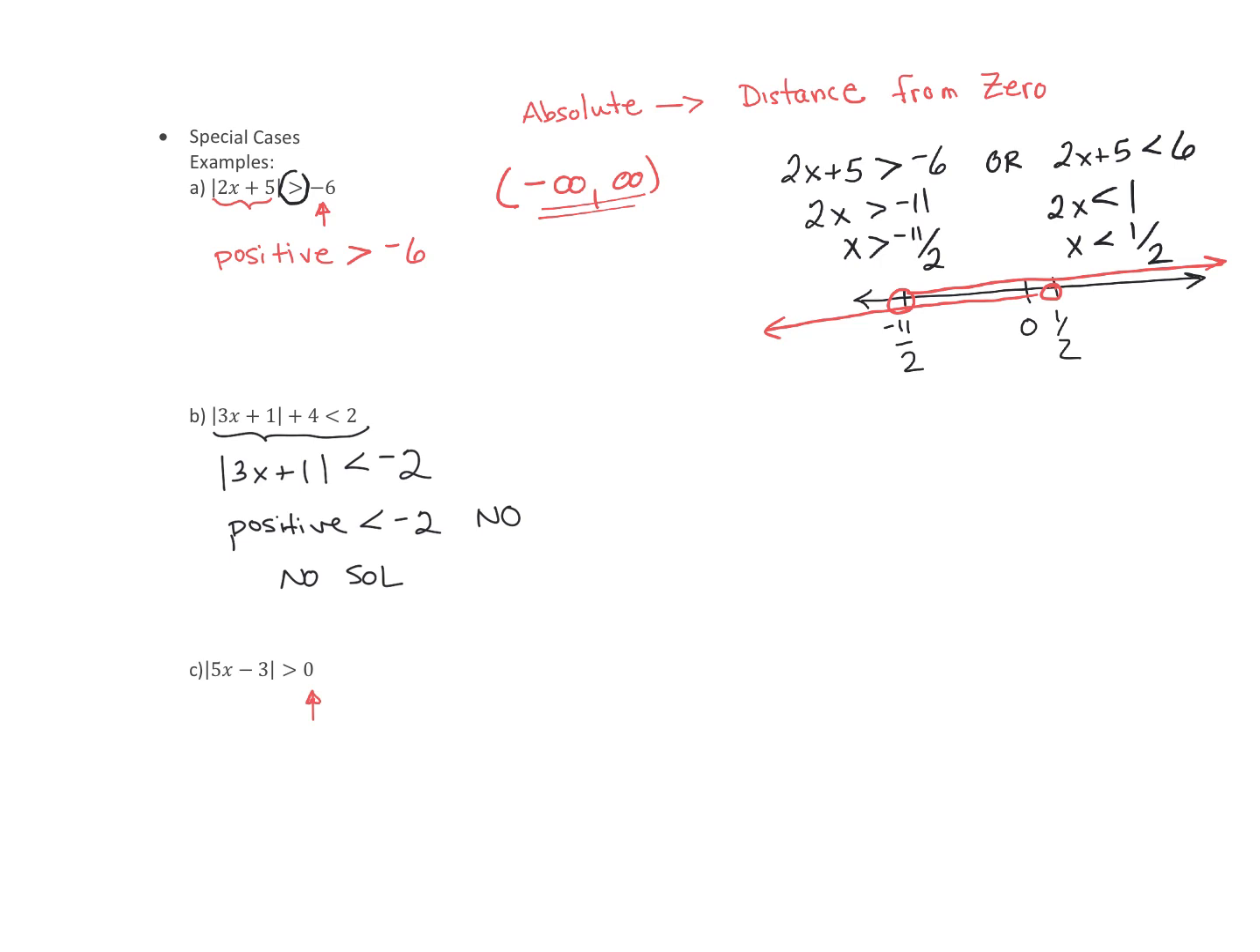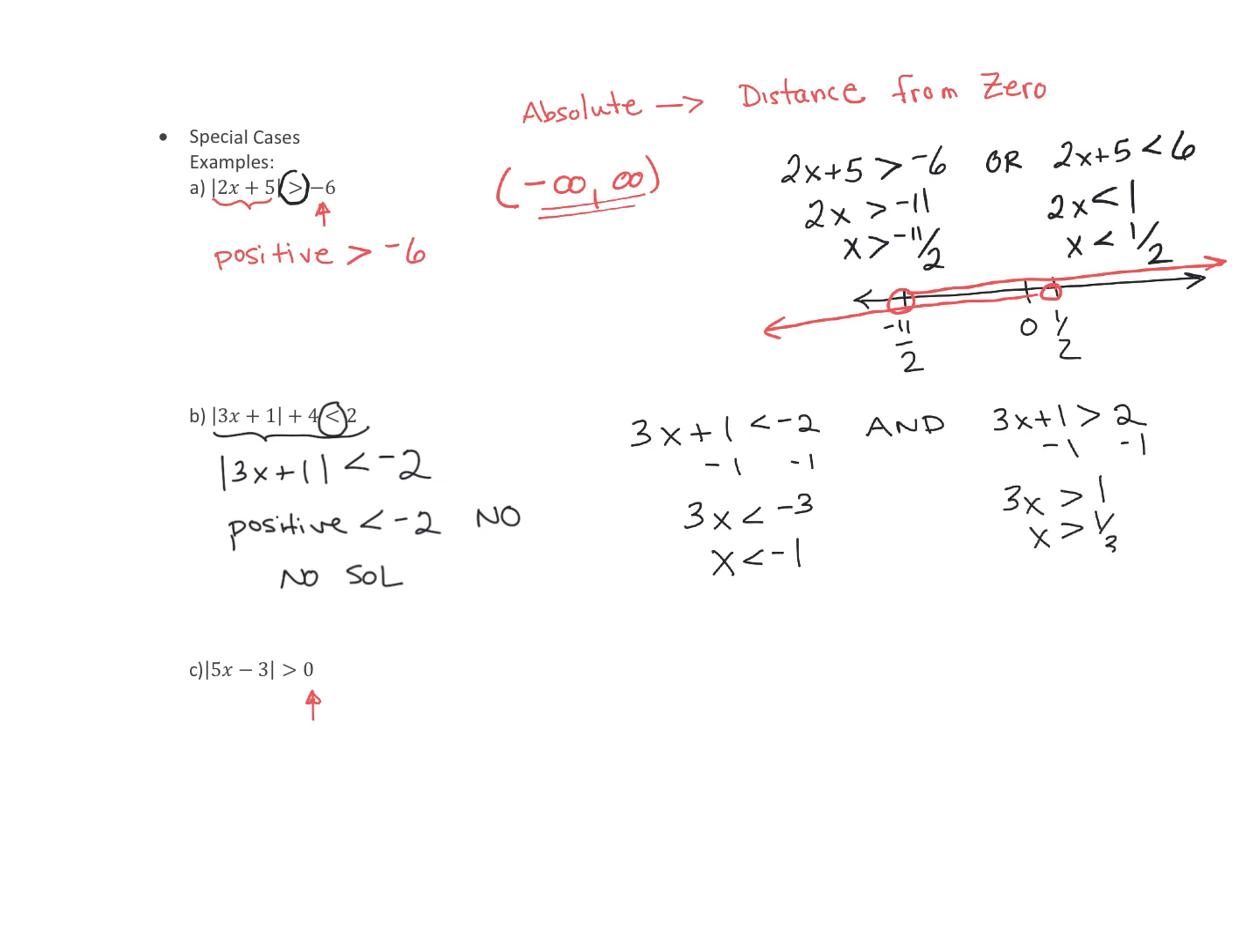So again, I can reason through this, or I could break this up. 3x plus 1 less than negative 2, and 3x plus 1 is greater than positive 2. It's an and statement because of the original inequality, less than. And I'll solve. So 3x is less than minus 3. X is less than minus 1. Over here I'll get 3x is greater than 1 or x greater than a third. On the number line, if you're less than -1 and greater than 1/3, and it's an and statement, we're looking for the intersection and they don't intersect. So that's how we would know we have no solution.